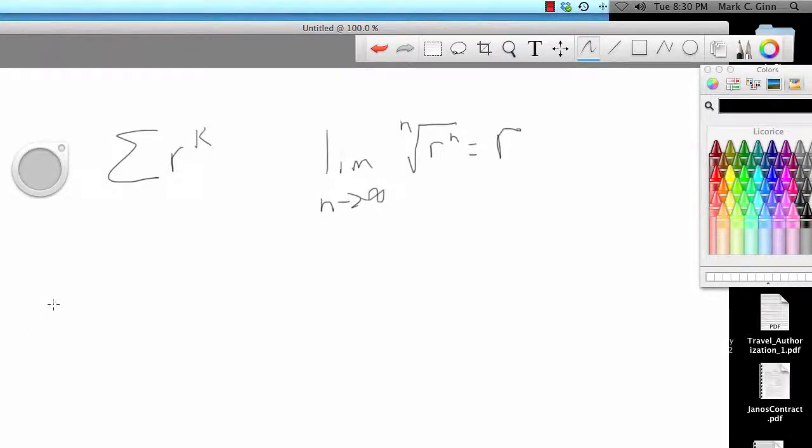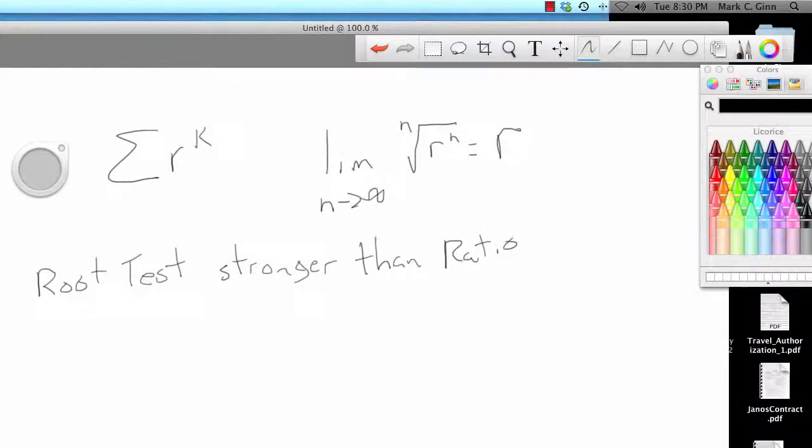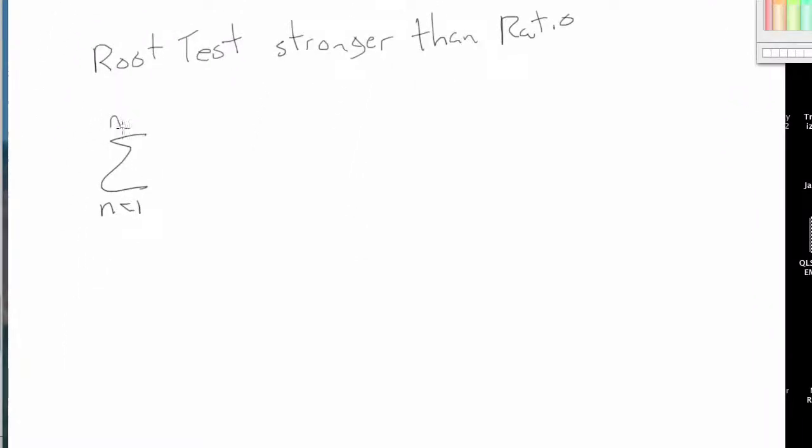If we want to look at other examples where the ratio test fails, to show that the root test is stronger than the ratio test, let's look at the series: the sum n equals 1 to infinity of 2 to the negative 1 to the n minus n.